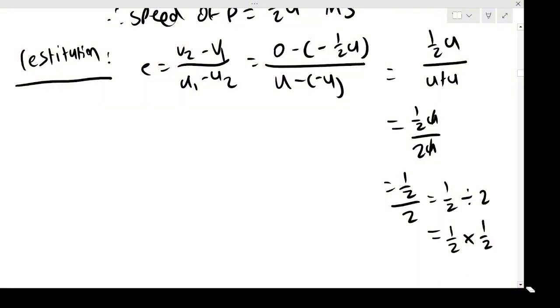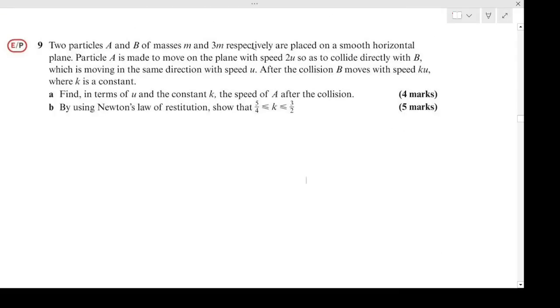Okay, so you should get the answer of a quarter for E. Okay, and there we are. So hopefully you are happy with that. Okay, and then I've got this question here. It looks a bit uglier, this question, but let's just stick with it.